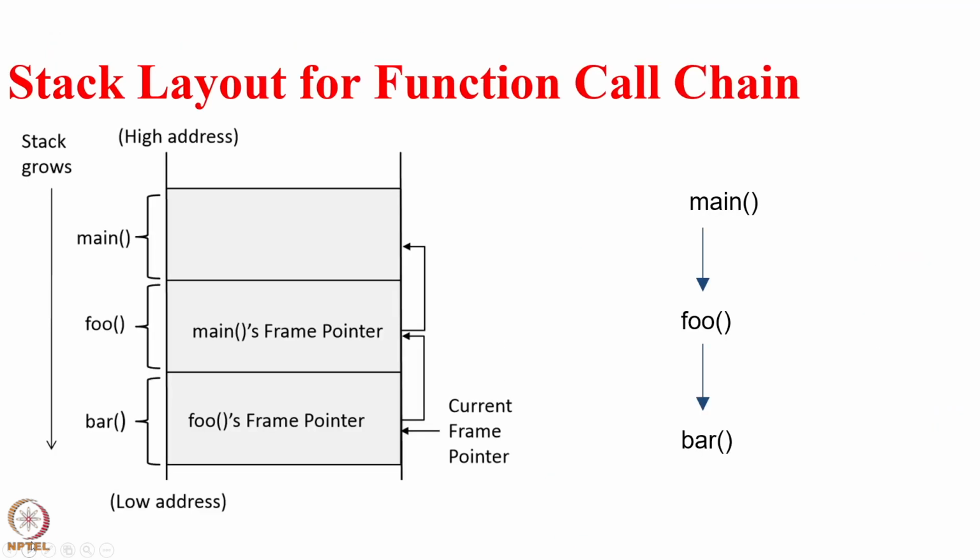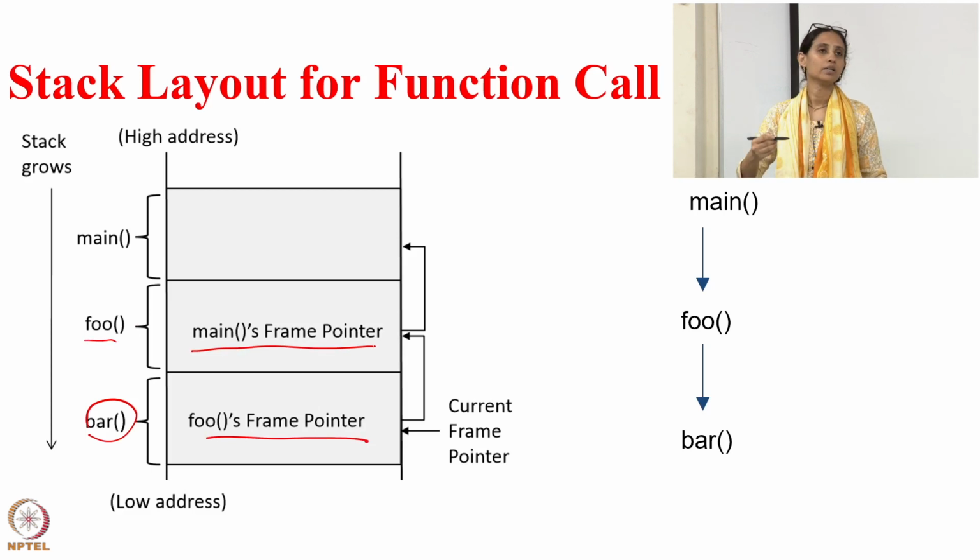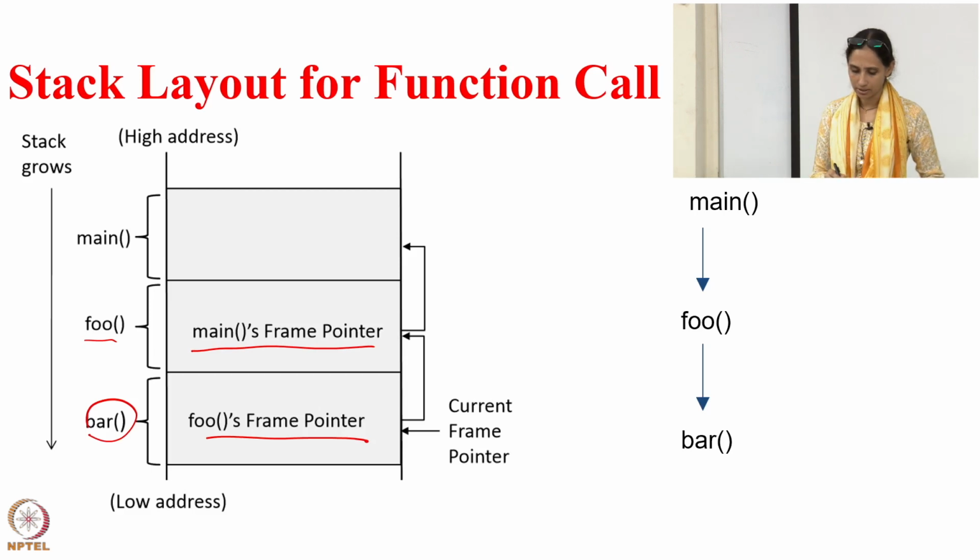If main called foo, and foo in turn called bar, the stacks are stacked in this particular fashion. When you exit bar, it will go back to foo's frame, so you will use foo's frame pointer. In foo you will have saved main's frame pointer, so that you can access the variables corresponding to that particular stack. That is what this is telling.